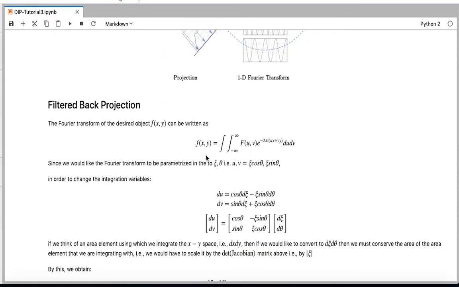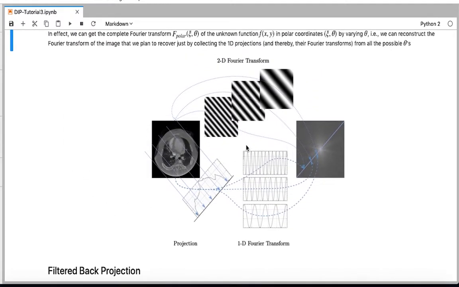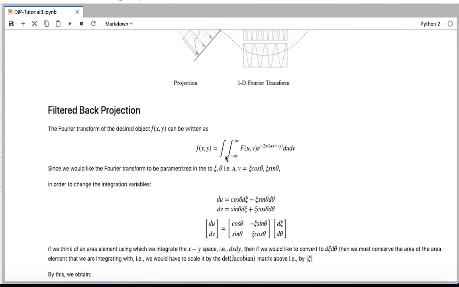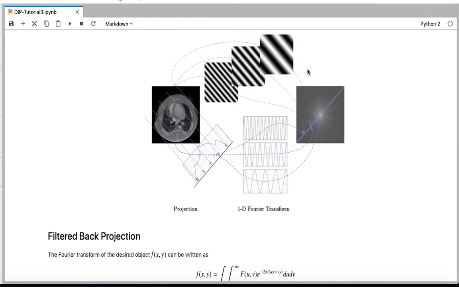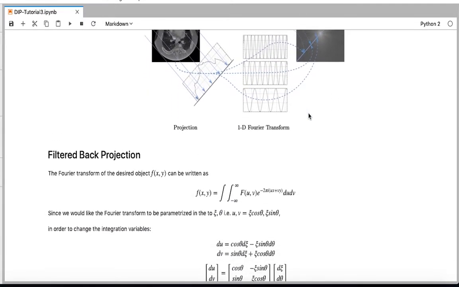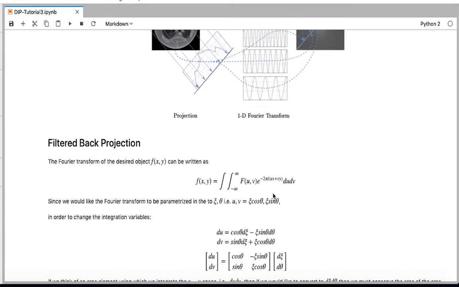So if you're given this Fourier transform and you want to reconstruct the original image, the Fourier transform of a 2D signal looks like this. It's in the continuous case. This is your 2D Fourier transform F(u,v), and we want to parameterize everything in psi and theta, so that it's easier for us to interpret when we're actually scanning.